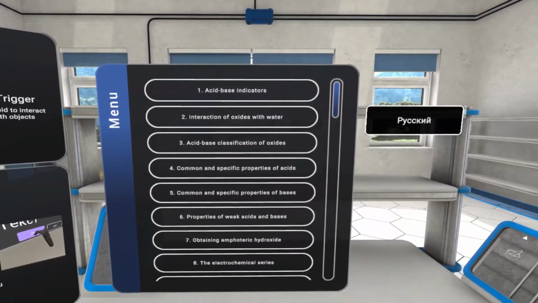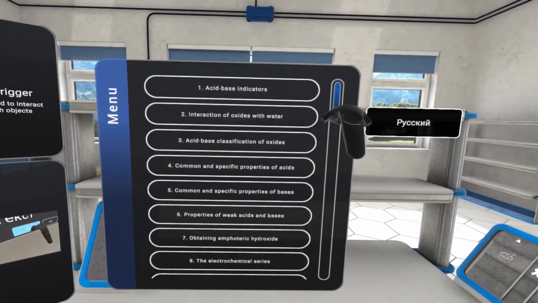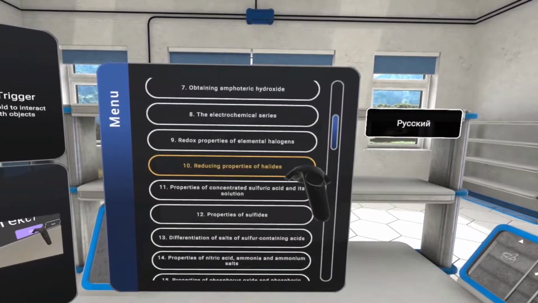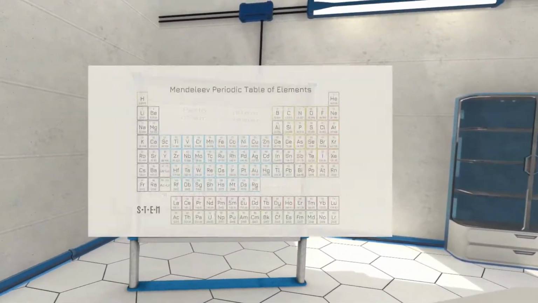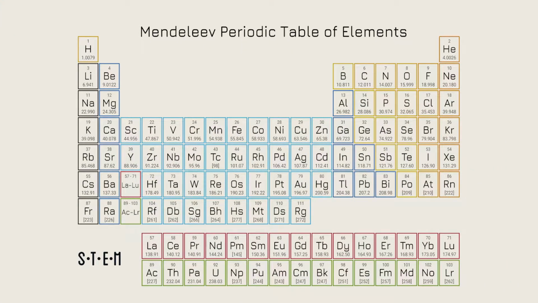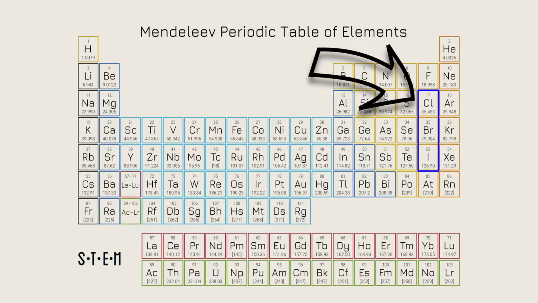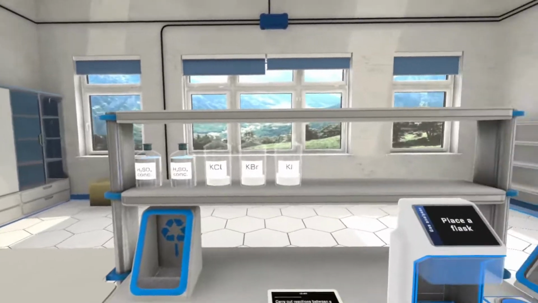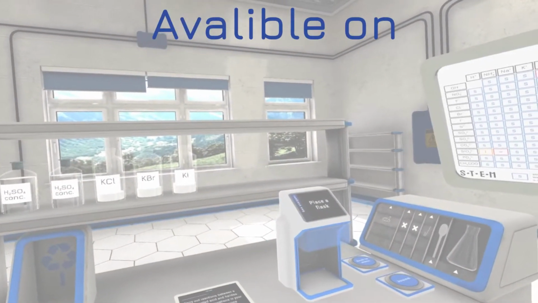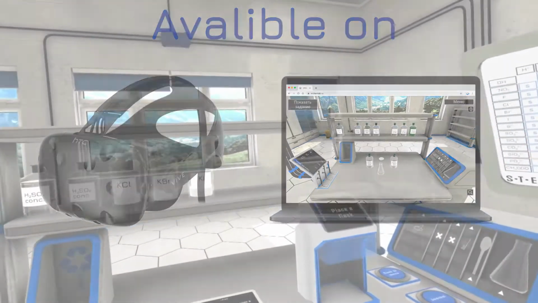Hello! Today we will conduct a laboratory work illustrating the reducing properties of halides. These experiments are useful for preparing for the exams. They allow you to compare the behavior of substances containing elements of the same group of the periodic table. We will conduct experiments using VRChem Lab, a virtual chemistry lab available in both VR and the web.